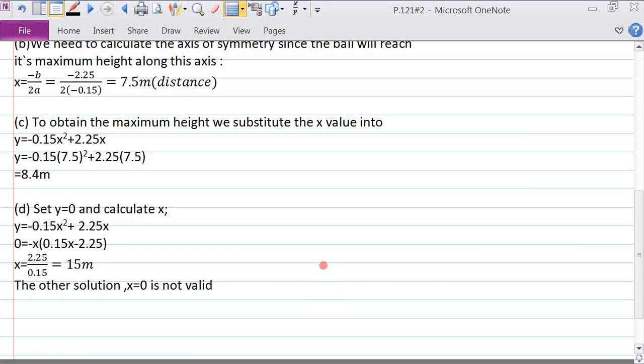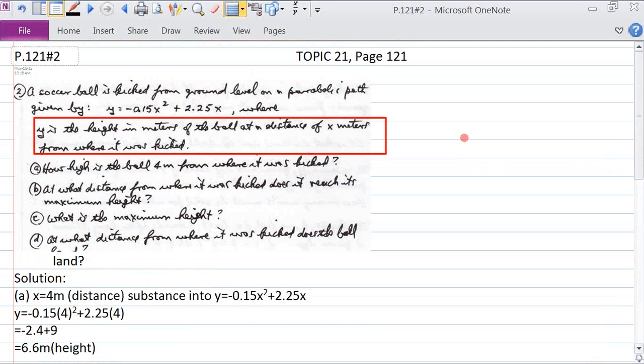So the ball goes up. Let's say here's the ball. This represents the distance along the ground from where it was kicked. The y-axis represents the height, the x-axis represents the distance. So 15 meters from where it was kicked, the ball lands. So it goes up and it comes down and it lands at 15 meters from where it was kicked. So this completes the discussion on page 121.